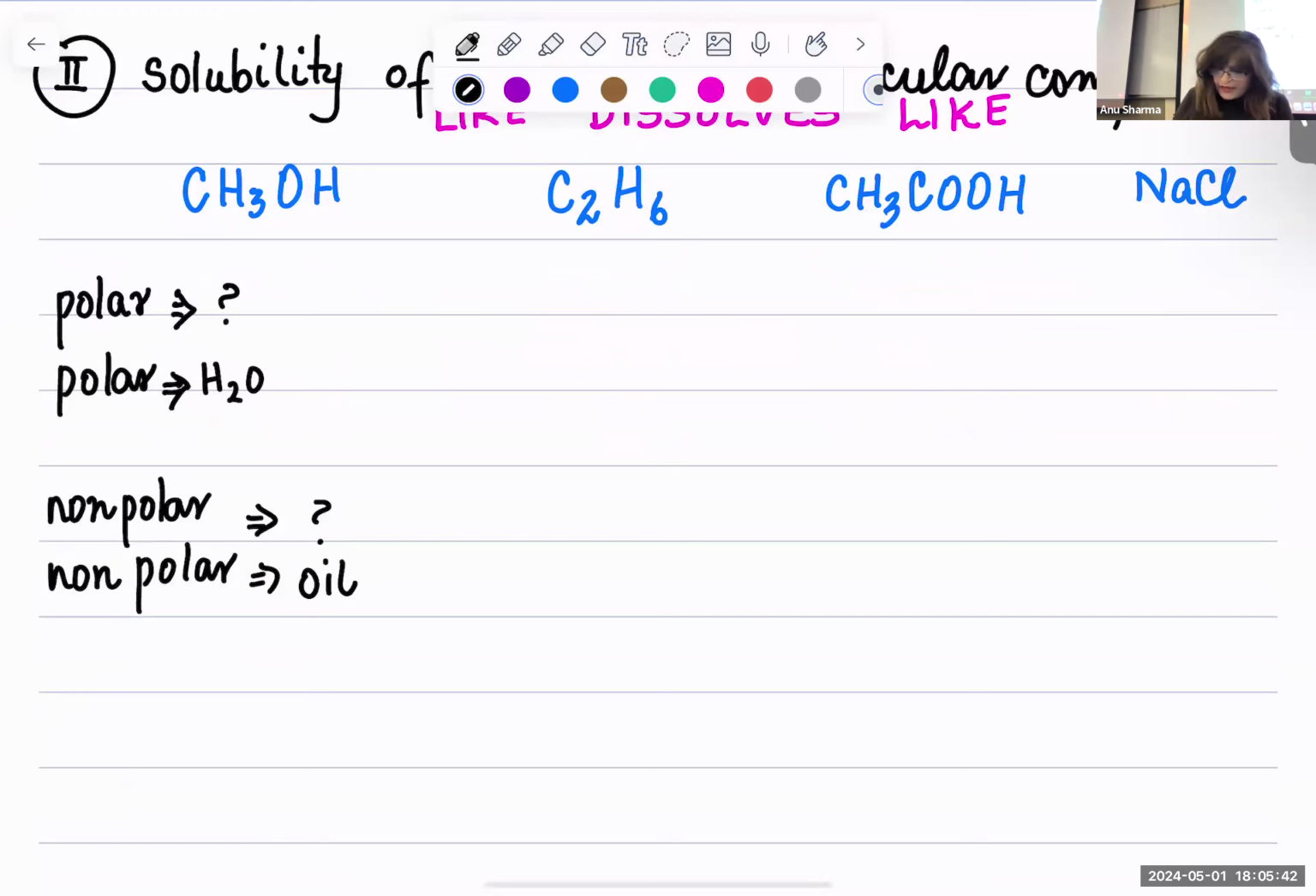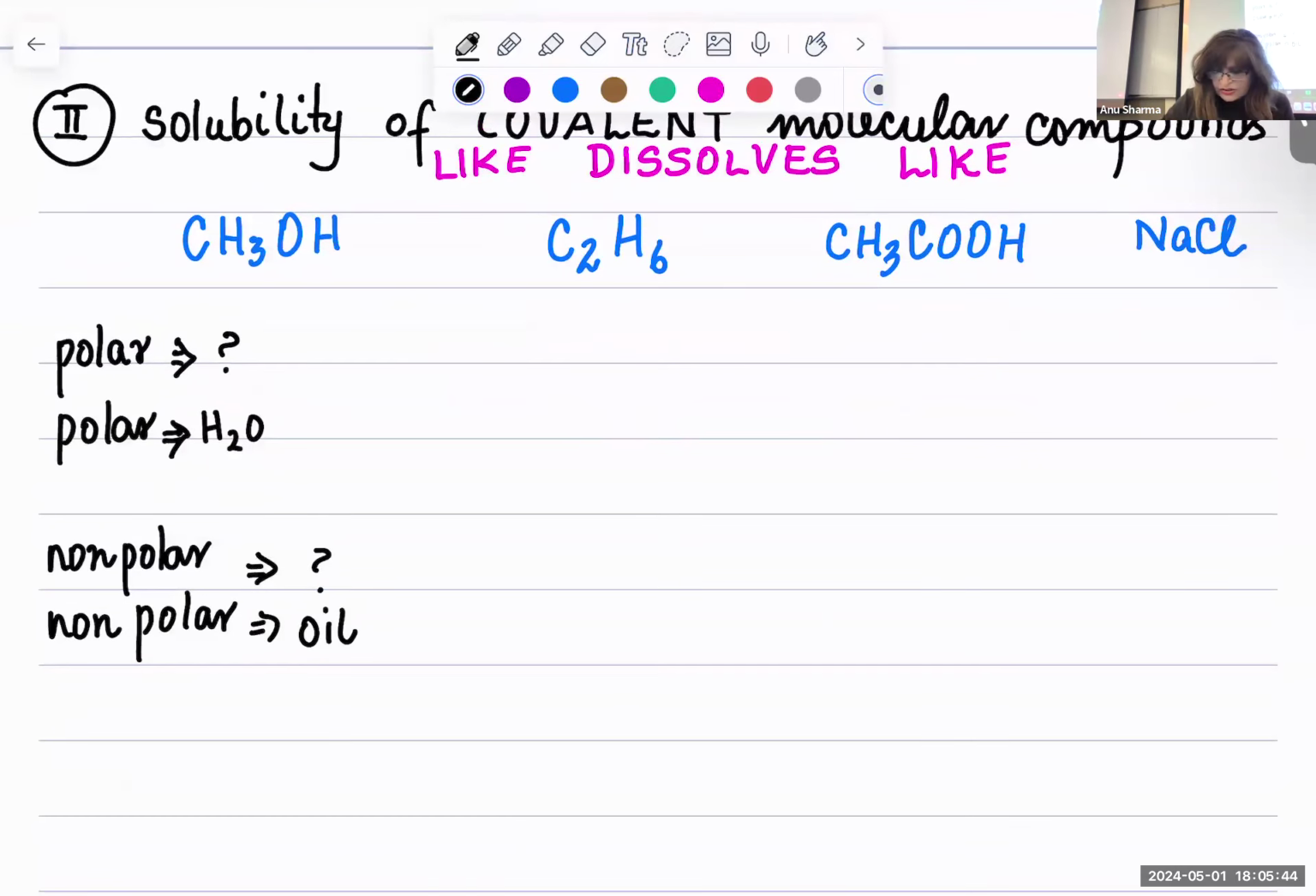So now let's look at it. Methanol. So this is CH3OH. Is it polar or non-polar? What do you see here?